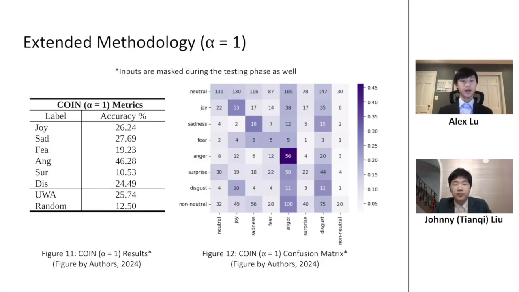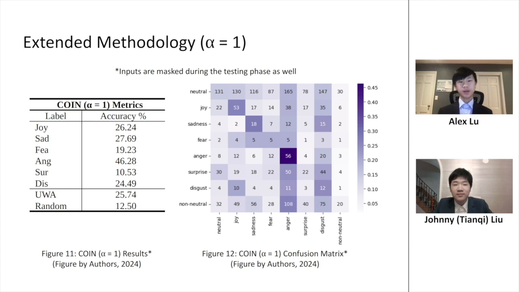In figures 11 and 12, we shift gears a little to extend our methodology to train a COIN model with a masking probability of 100%. This changes the nature of the task from simply classifying emotions to predicting them from past context without actually using the last utterance. Figure 11 shows the accuracy of this model.